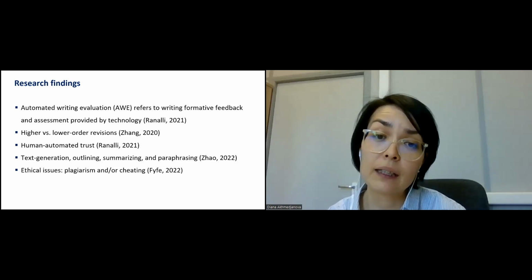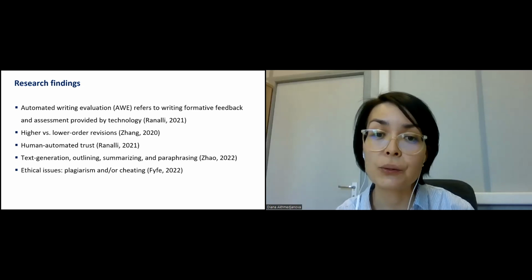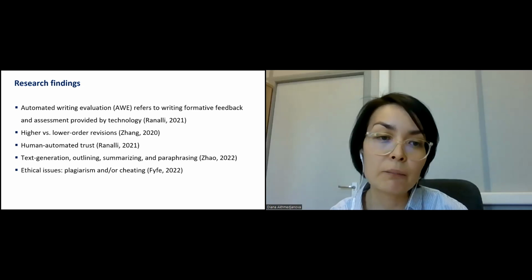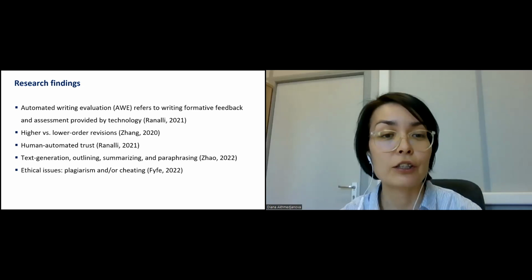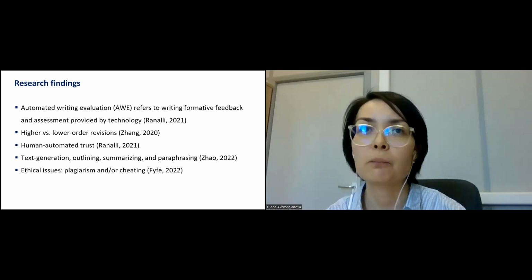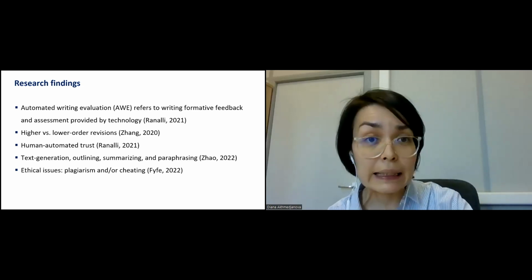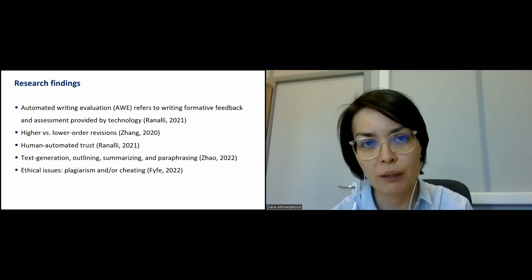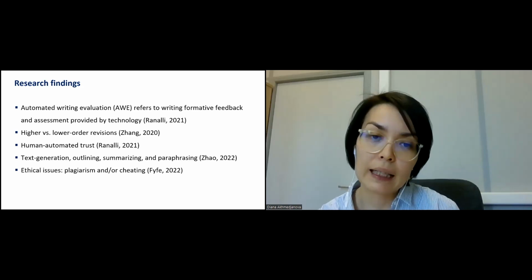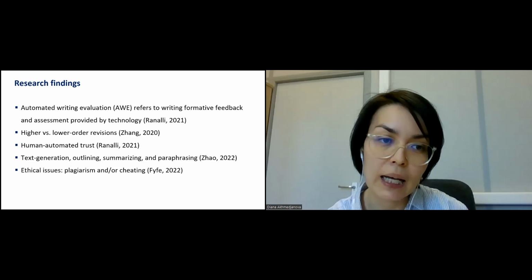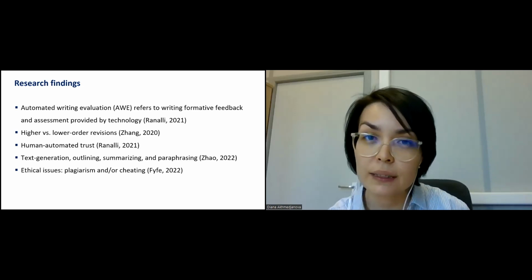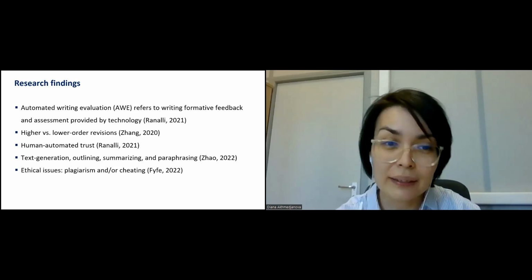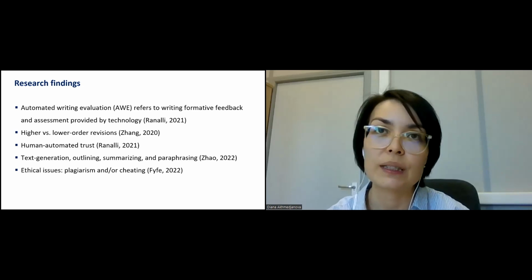And there has been a growing research interest in how students, and especially students who are non-native speakers of English, use these tools. And some research looks at higher versus lower order revisions, right? When students, for example, use it to revise their ideas in the text or just to fix the grammar. And I assume that the majority of us use them to fix our grammar. Ranalli did a very interesting study where he also asked the students, do you actually trust the feedback that is provided by these tools?